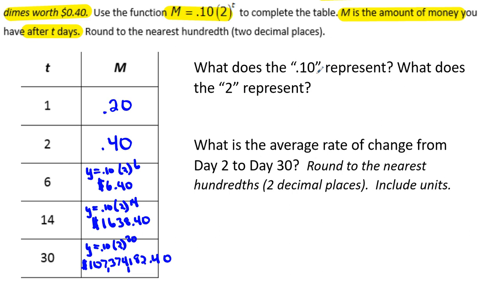Well, the 0.10 represents this value right here. So it helps if we put our standard form for exponential functions right below it. What's the A value? That's your Y-intercept, your starting amount. So what does the 0.10 represent? Well, let's write in words that the 0.10 represents the starting amount, which actually is you start with 10 cents.